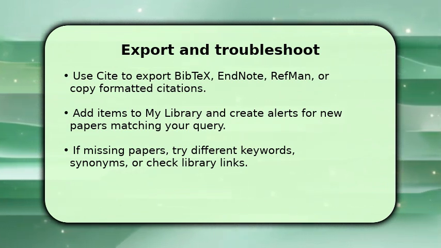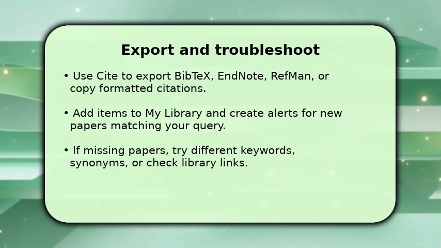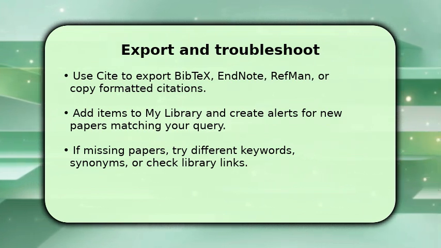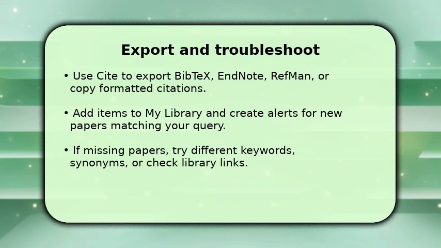automatically. If a key paper is missing, try synonyms, broader keywords, alternative author spellings, or toggle library links. Sometimes access settings hide PDFs. One troubleshooting tip. If access fails, use the cited by trail or related articles to find accessible equivalents.